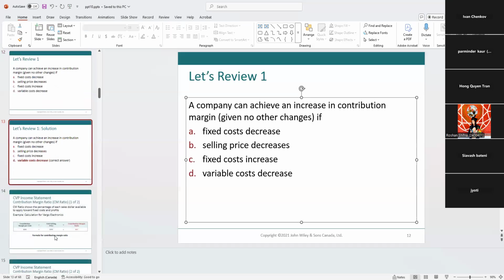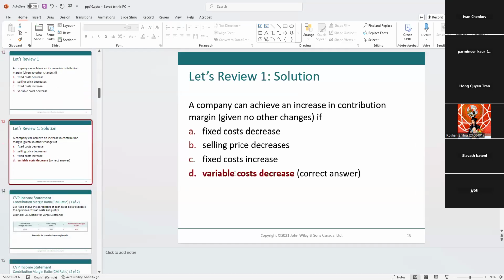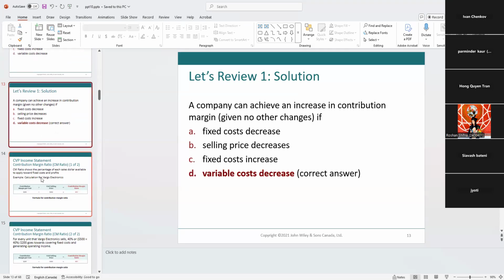So let's go now back to the slides, and let's continue with the slides. Now we figured out why the answer is D and why D is the correct answer. Let's keep going now.